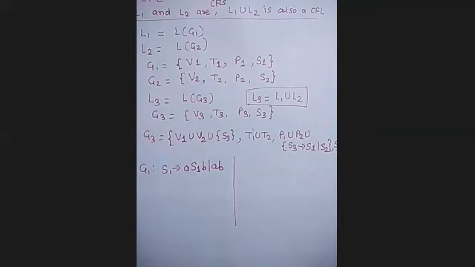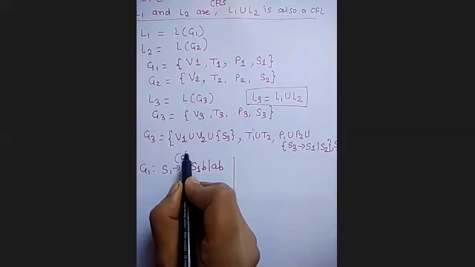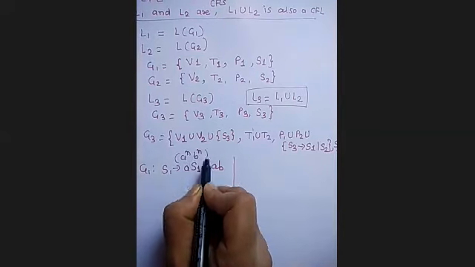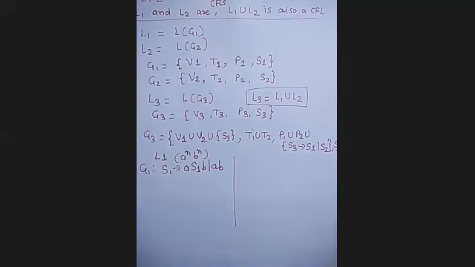Now you generalize. What is the language generated here? A raised to n, B to the power n, that is our L1 here. Correct: an equal number of A's followed by B's. It should be equal, no?